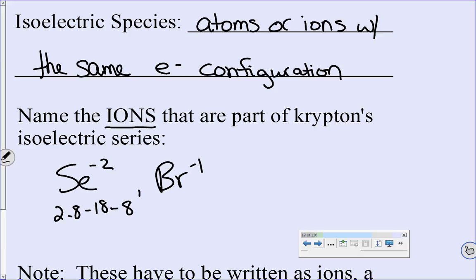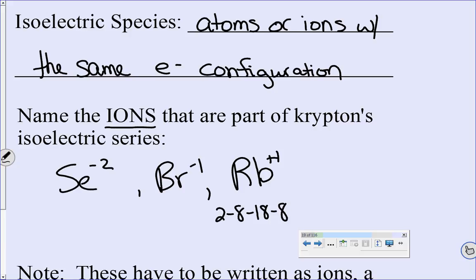Br -1 is isoelectric with krypton as well. By gaining 1 electron, bromine will have the same configuration as krypton. On the metal side of the periodic table, rubidium's configuration is 2, 8, 18, 8, 1. Rubidium loses an electron to become a +1 ion, and again we get krypton's configuration. Strontium +2, yttrium +3. You can go on and on, but you just need to be able to name a few of these.